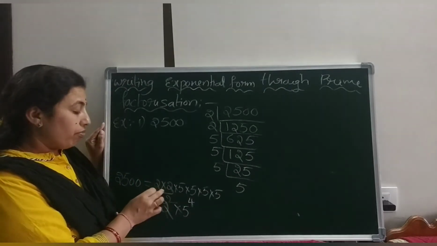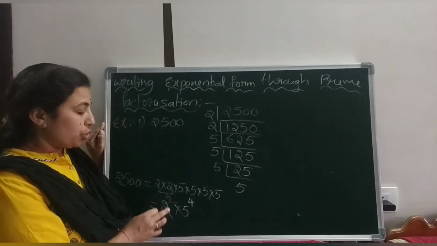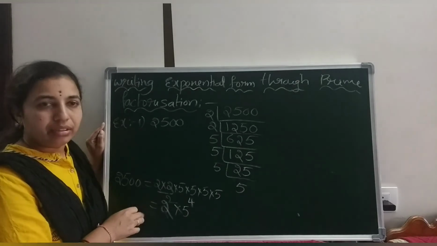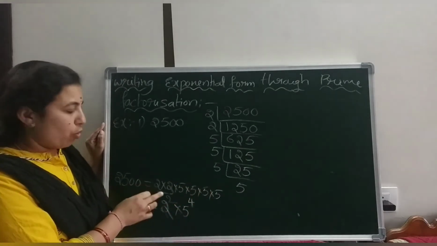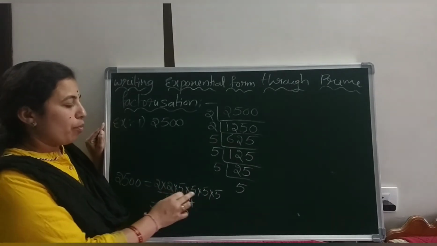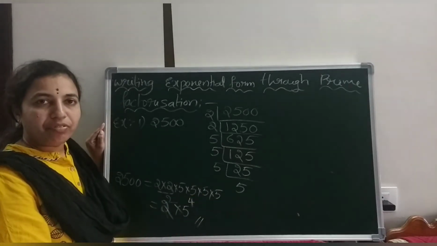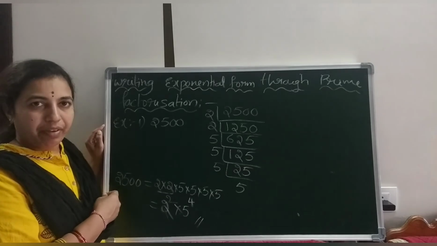See, for the numbers which are the same, only for those you should write the exponential form, not combinedly. We cannot write combinedly here. 2 is separate and 5 is separate. How many 2s are there? 2 square. How many 5s are there? 4. So 5 to the power of 4, like this. This is the exponential form for 2500.